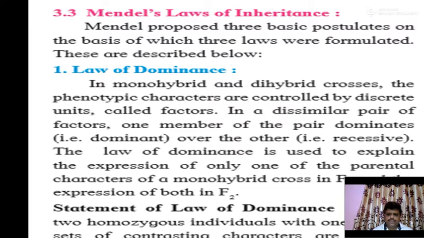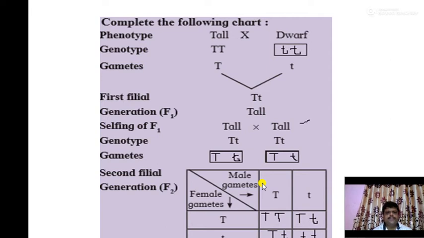Let us see this law of dominance with the help of a monohybrid cross. So this is a cross between the tall plant and the dwarf plant. When this tall plant is crossed with the dwarf plant, this tall plant possesses the genotype that is dominant and dominant, and this one is recessive and recessive. So this will be the gamete for this plant and this will be the gamete for this particular plant.